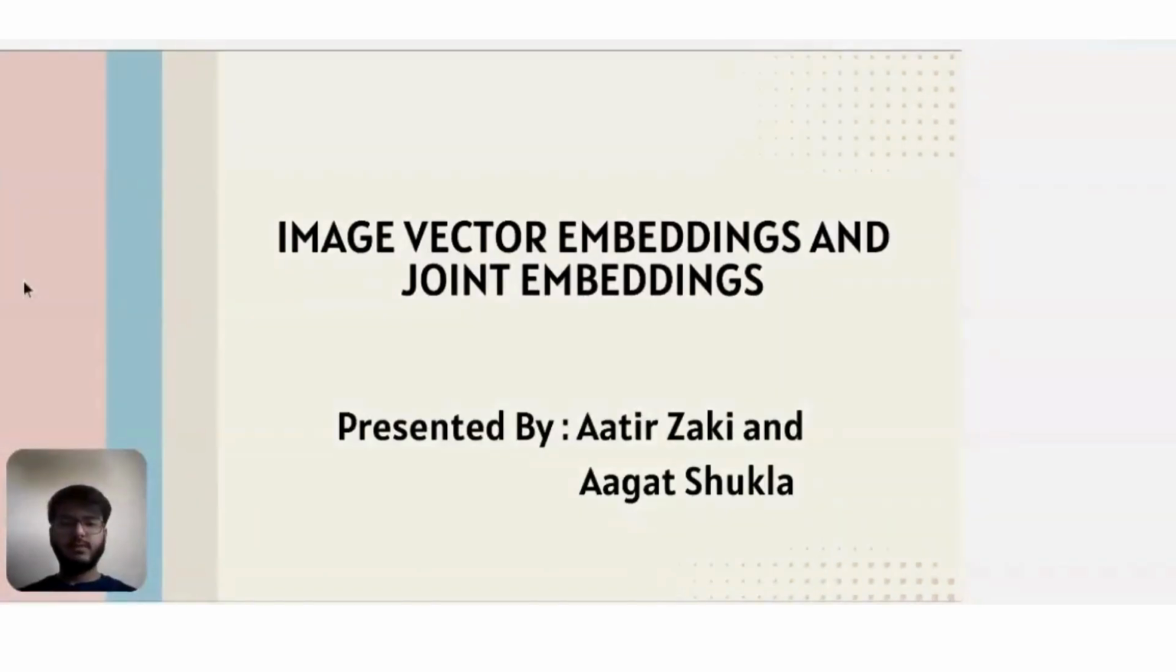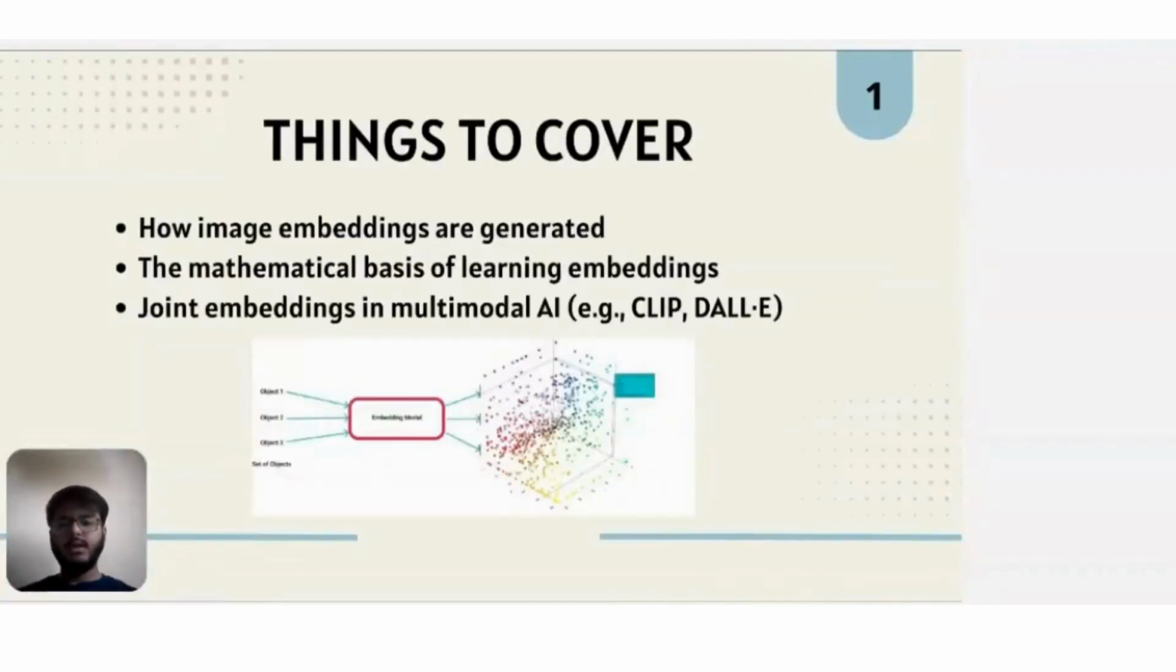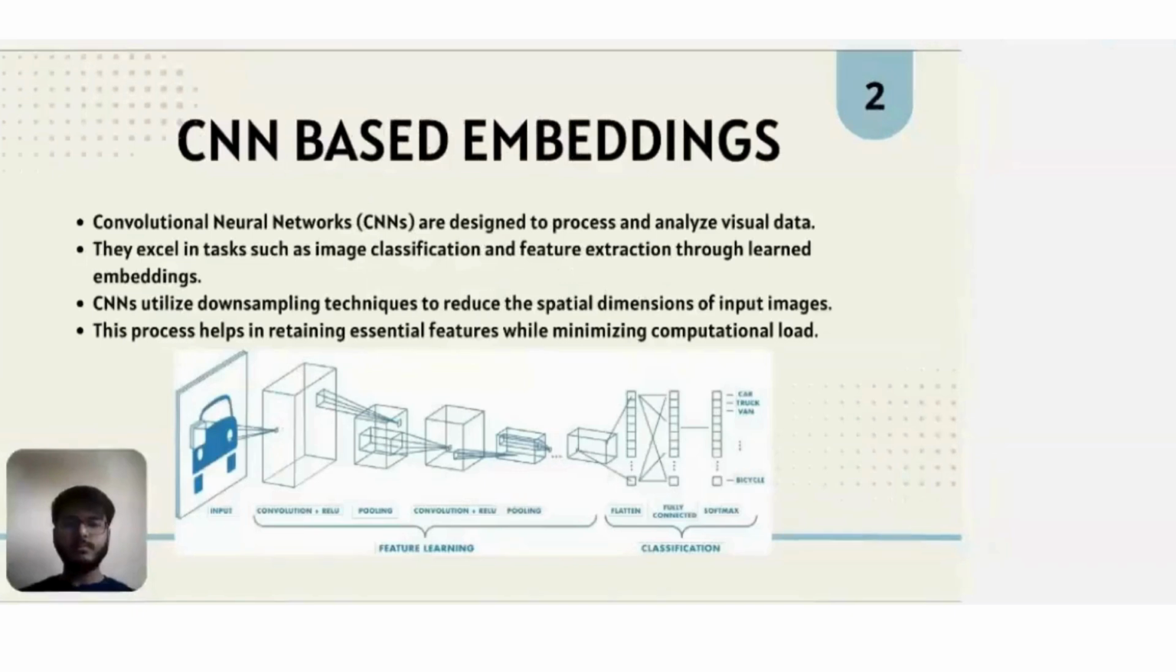So I'll be carrying forward from this point onwards. I'll be talking about image vector embeddings and joint embeddings. The things I'm going to cover are how image embeddings are actually generated, the mathematical basis of learning these embeddings, and the joint embeddings in multimodal settings, with architectures such as CLIP and DALL-E. Okay, let's get started with CNN based embeddings.